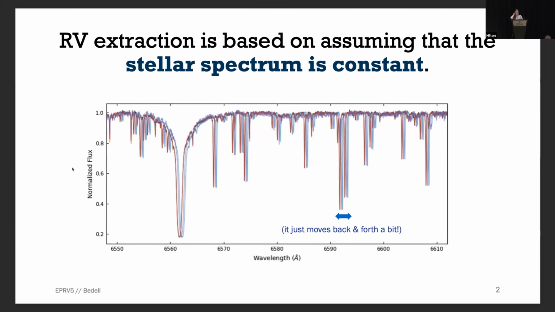So to start us off, radial velocity extraction is based on a fundamental assumption that the stellar spectrum is constant. We all know this. It doesn't matter which radial velocity extraction method you're using, template matching, forward modeling, cross-correlation function, they all fundamentally assume that you have a fixed stellar spectrum that's just moving back and forth as a Doppler shift, and that's what you're measuring.